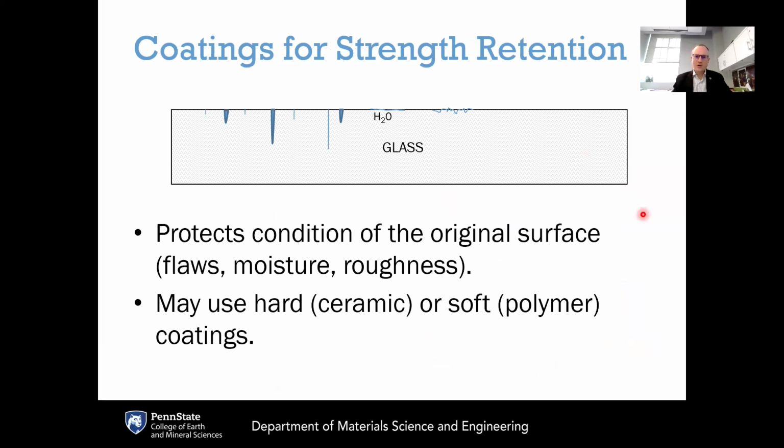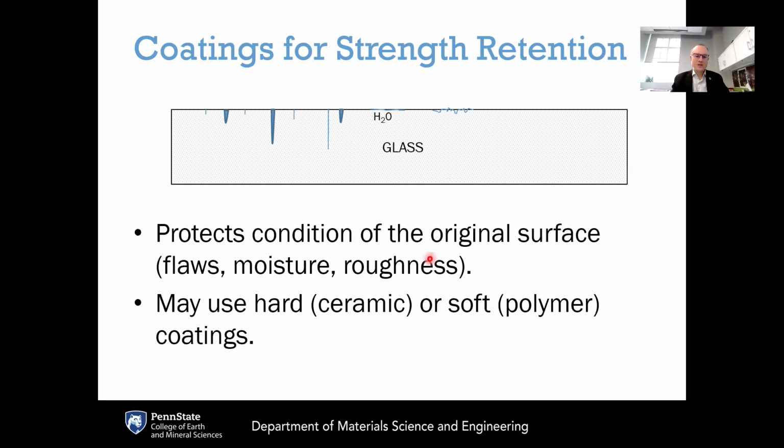Now, another way to help retain the strength of glass is to apply a coating. A coating will protect whatever the condition of the original surface is upon application of that coating. So any flaws that are there, any moisture, any roughness, that gets retained. It just gets hidden underneath the coating. If there had been some fire polishing or acid etching done first, then you'd start off with a better quality surface, and that better quality surface can then be protected through a coating.